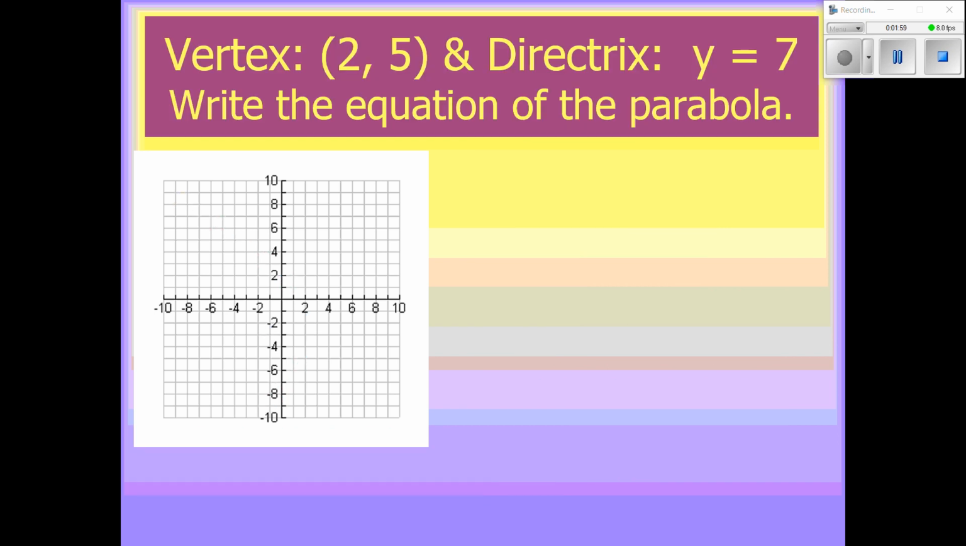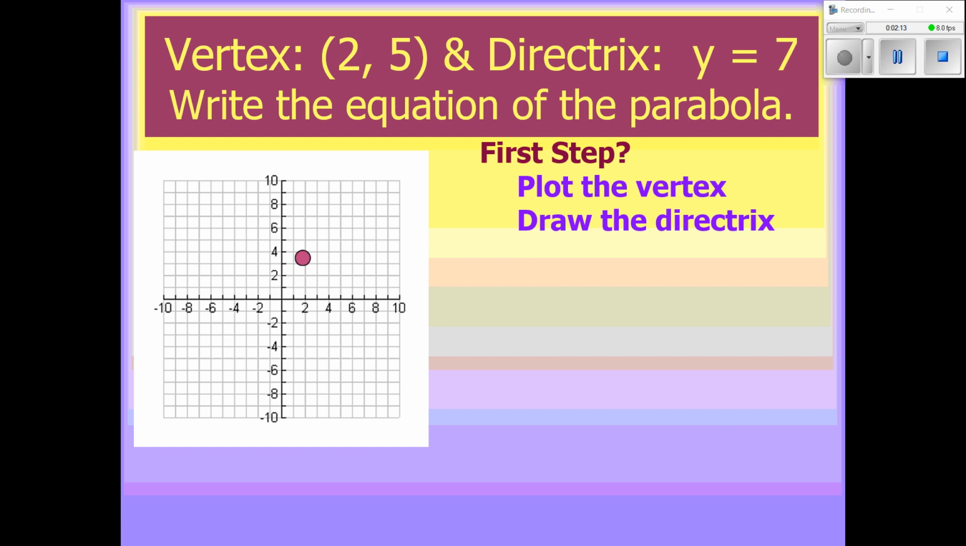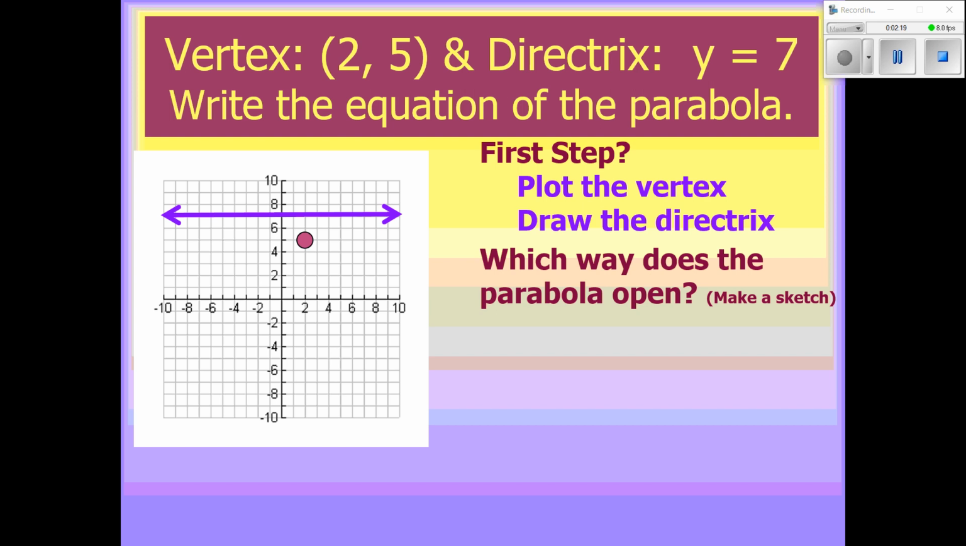All right, here's another example. This one, the vertex is going to be at 2, 5, and has a directrix of y equals 7. If we write the equation of this parabola, our first step is to graph the things that we're given, our vertex and the directrix. So here's my vertex, here's my directrix. And this one is obviously going to open down because it's going to be in the opposite direction of the directrix. All right, so there's a quick sketch of that.